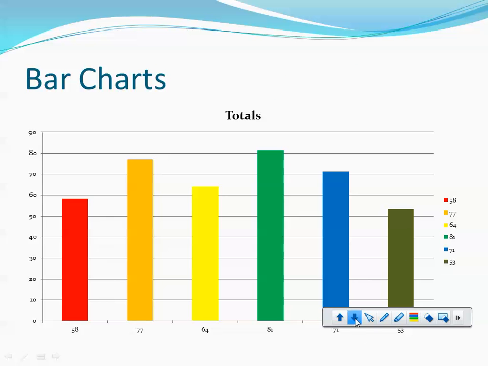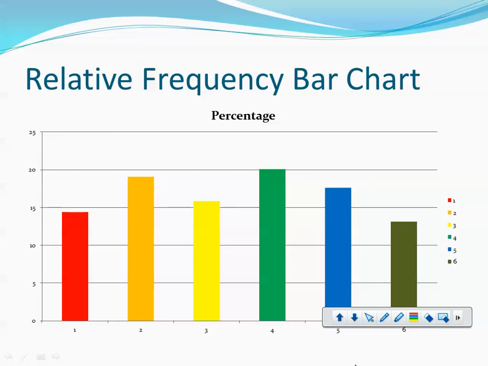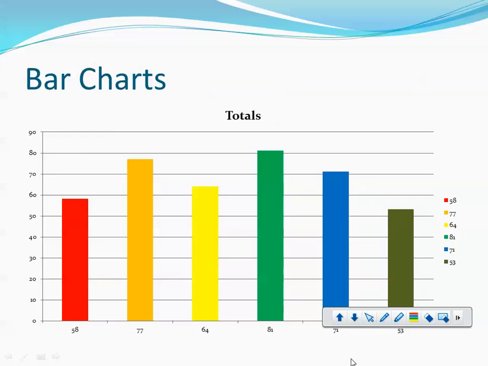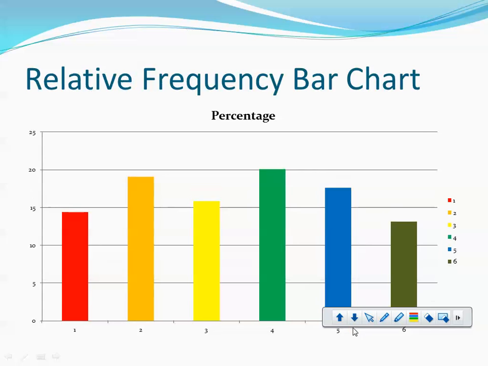So we've got bar charts. We've got a relative bar chart. This is the same thing, only it's percents instead of counts. Notice. Is the overall shape of these graphs changing?